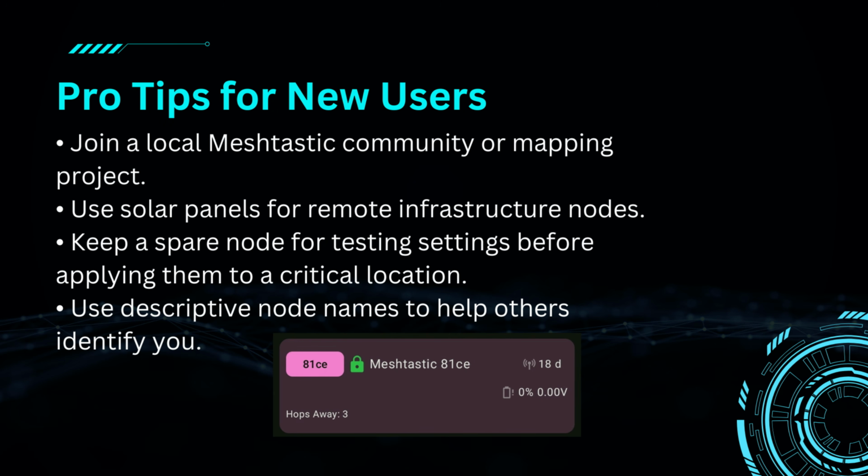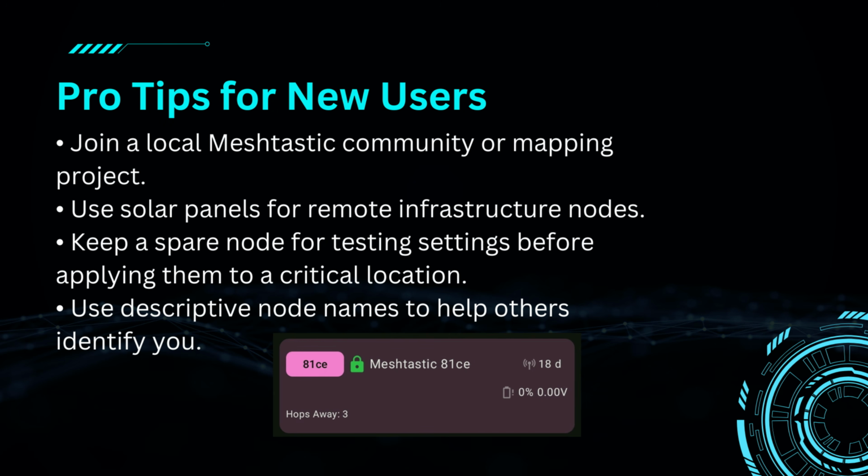Use solar panels for remote infrastructure nodes. This is how I have all my infrastructure nodes that I've built set up, and it works great, especially if you pick the right panel. My recommendation, based on what I found online and in other Meshtastic communities, is the SoShine 6-watt panel. It is perfect for the setup.